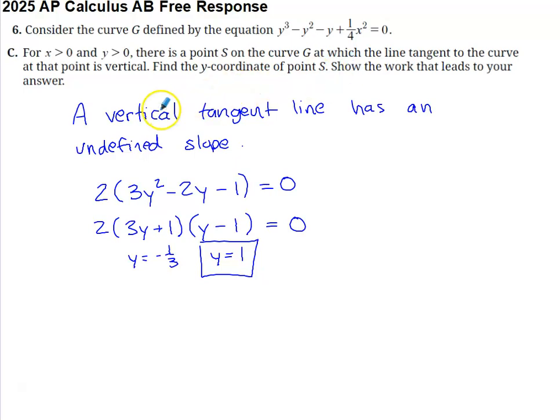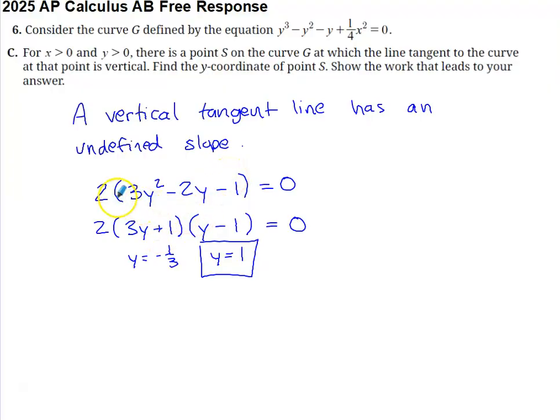So think about a vertical line. A vertical line has an undefined slope. If it's a tangent line that's got an undefined slope, that would mean our derivative has to be undefined, meaning the denominator of our derivative would have to be 0. So if I set the denominator of the derivative equal to 0, I can solve this by factoring.